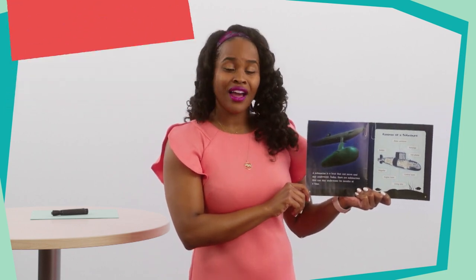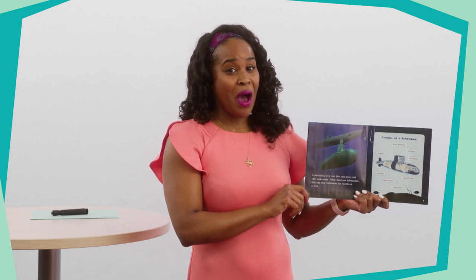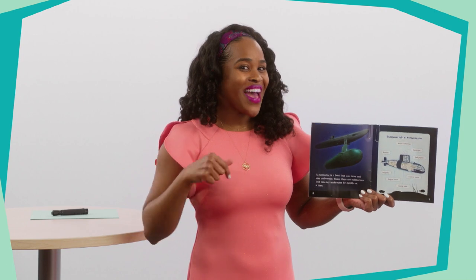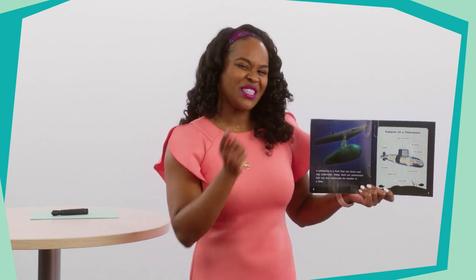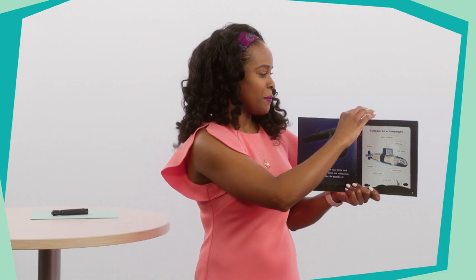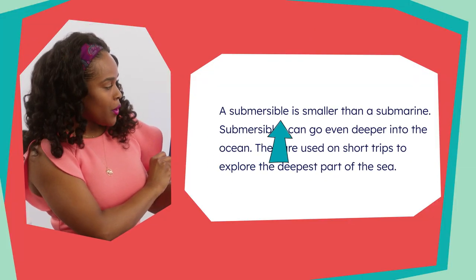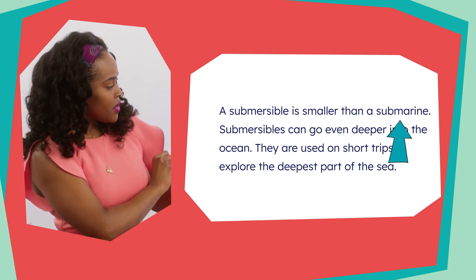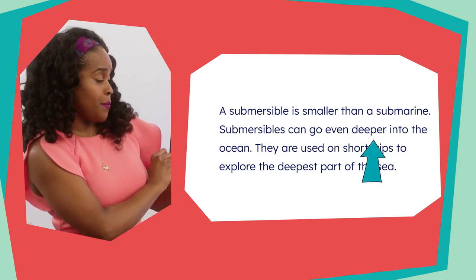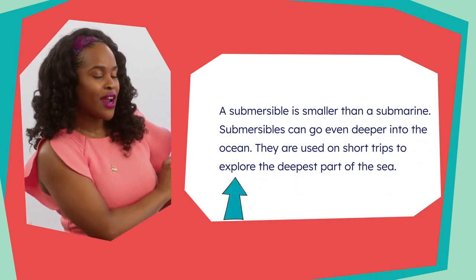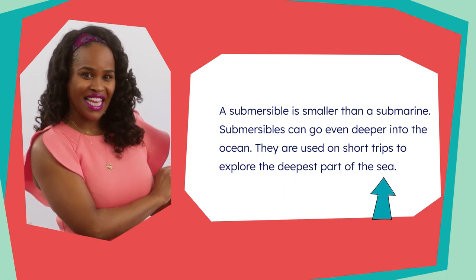Great detective work. I am really excited about learning the meaning of our last vocabulary word, submersible. This one is going to take our very best detective skills. Let's dive back into the text. This time, we're going to swim on over to page 12. A submersible is smaller than a submarine. Submersibles can go even deeper into the ocean. They are used on short trips to explore the deepest part of the sea.